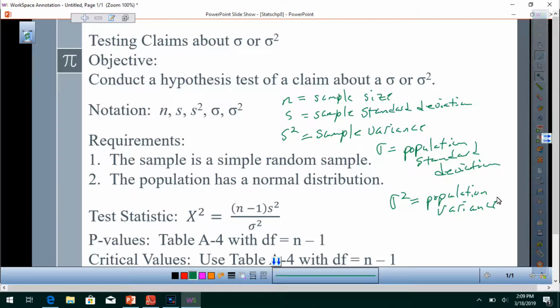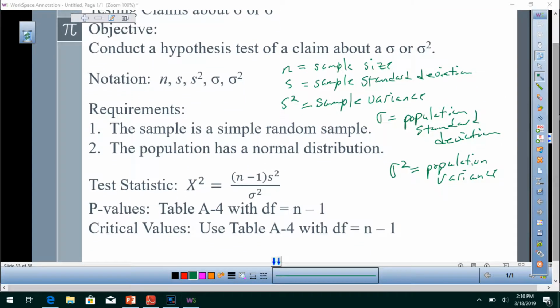Requirements. The sample is a simple random sample. Number two, the population has a normal distribution. This is going to be much tighter with the chi-square than it has been in the others. Test statistic, chi-square equals n minus 1 times s squared divided by sigma squared. P-values, table A4 with degrees of freedom equals n minus 1. Critical values, use table A4 with degrees of freedom equals n minus 1.